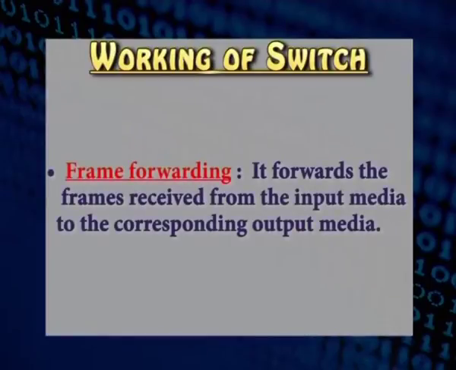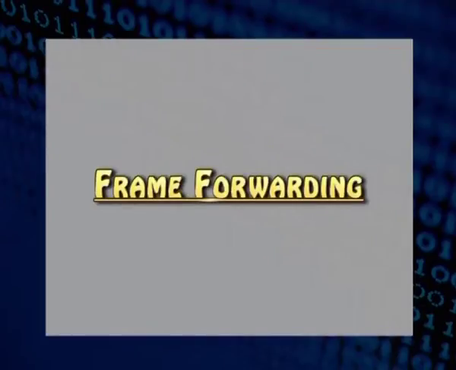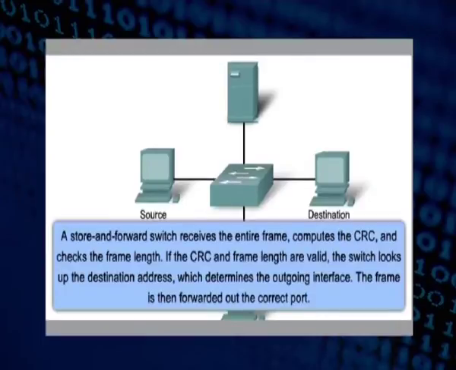One, frame forwarding. It forwards the frame received from the input media to the corresponding output media. Second, the address learning process. It constructs and maintains the switching address table to maintain the switch operations. Frame forwarding: the switch forwards frames according to the MAC address. Forwarding of frames by a switch is done on the basis of the following rules.